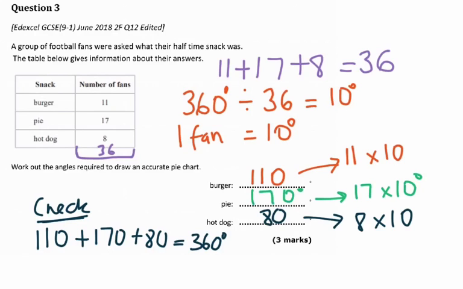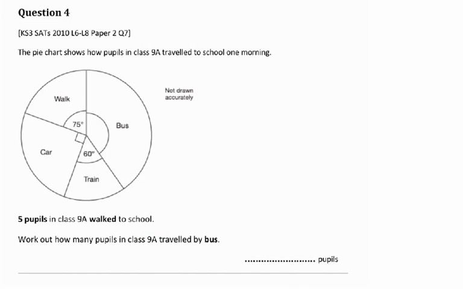Okay, and then finally, it's going to move on to another interpreting and reading of a pie chart. So it says the pie chart shows how pupils in class 9A travel to school one morning. So I'm looking at that pie chart straight away and I'm thinking, have I got all the information that I might need? Well, it tells me the angle for walking, and it tells me the angle for train, and it does tell me the angle for car. So we know that square there represents a right angle, so that's 90 degrees. What it doesn't tell me, therefore, is what the bus is. So I'm going to work that out first.